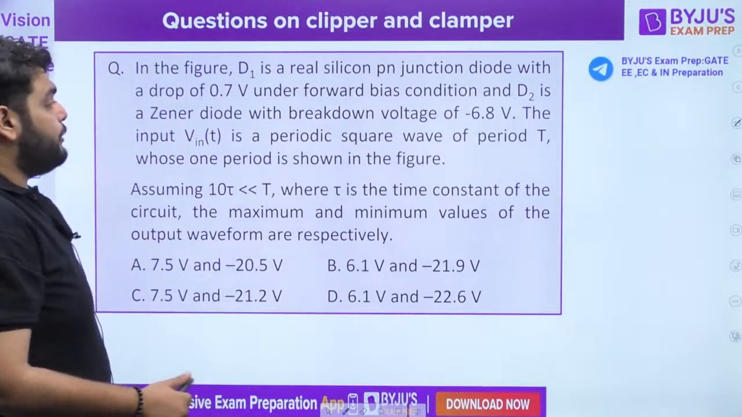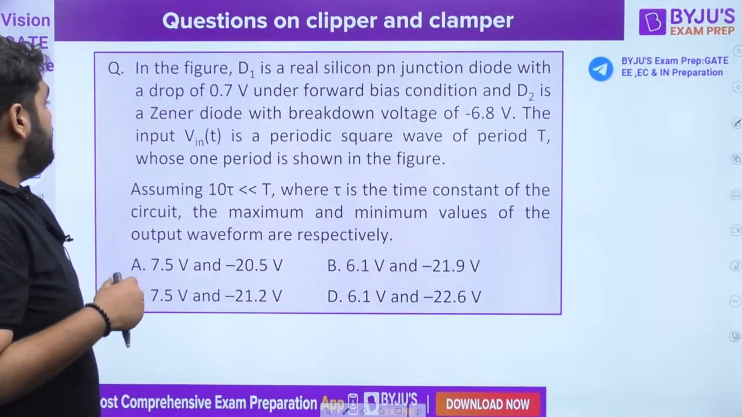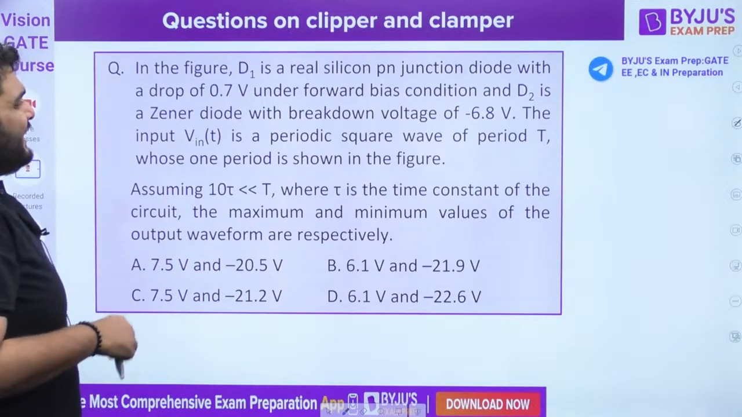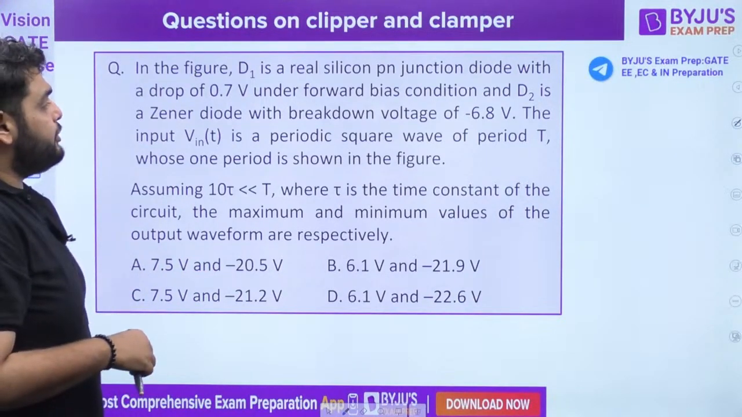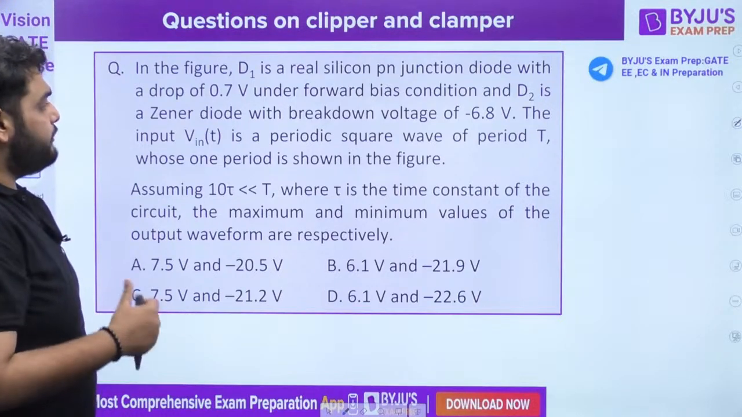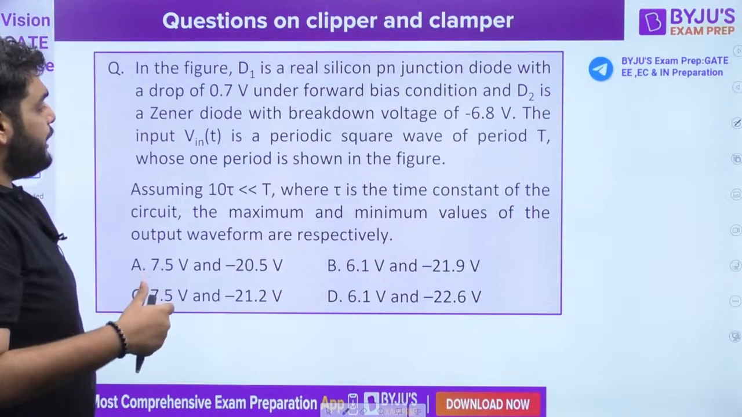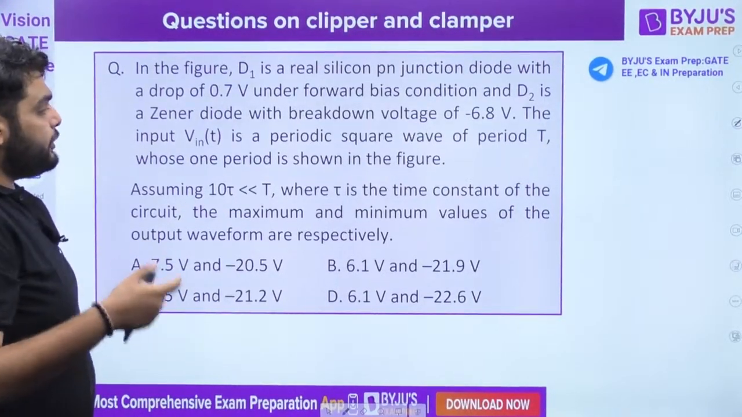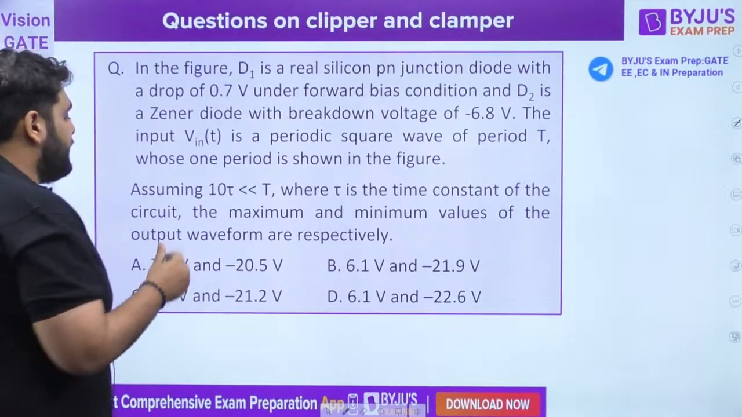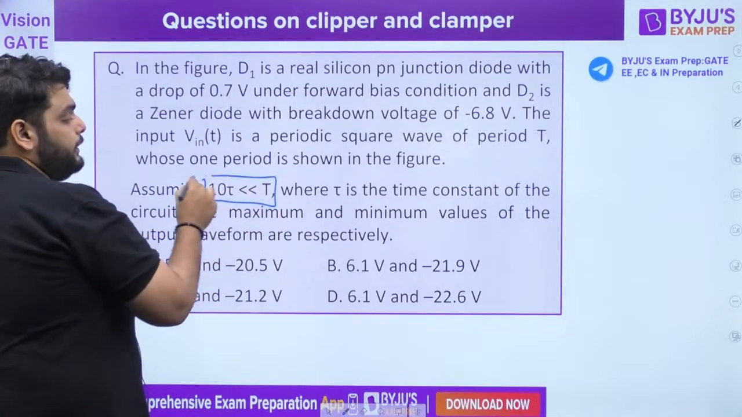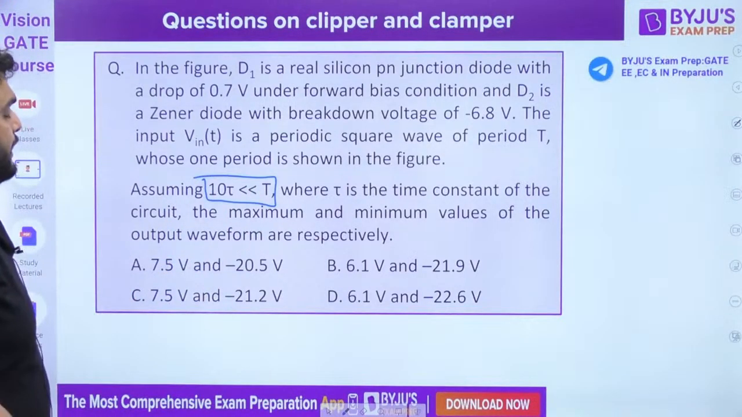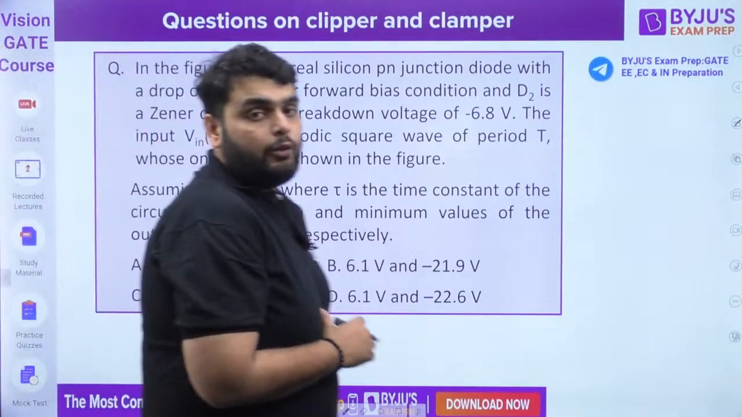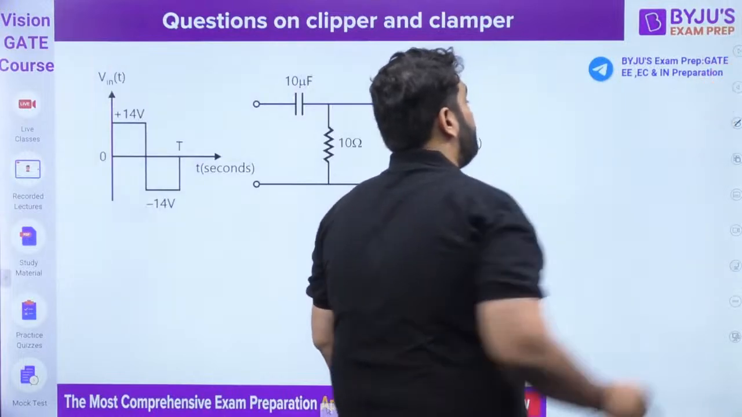Okay, next, try to do this question. In the figure given on the next page, D1 is a real silicon PN junction diode with a drop of 0.7. D2 is a Zener diode with a breakdown voltage of minus 6.8 volt. The input voltage is a square wave. Assuming that 10 tau is very much less than T, where tau is the time constant, what is the maximum and minimum value of the output voltage waveform?